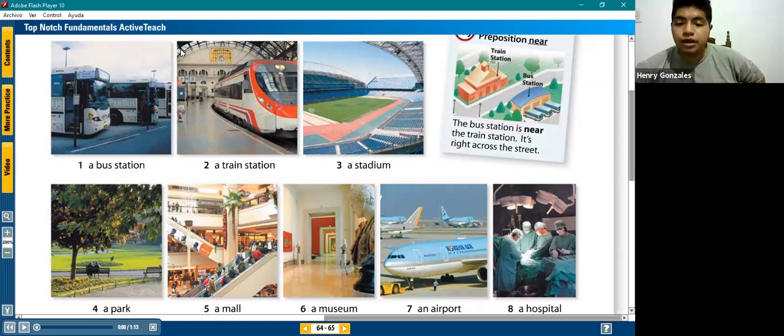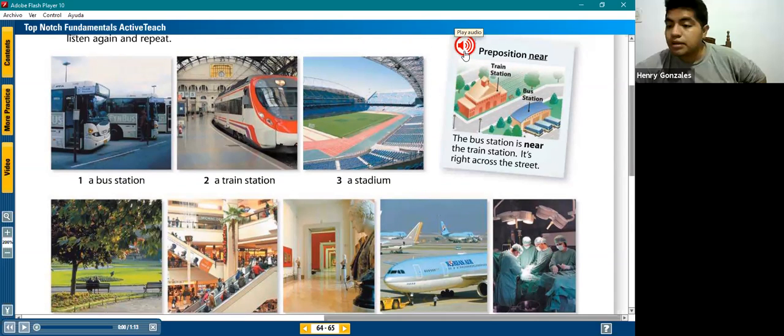Nice. Now here, students, we have another part, the preposition near. También tenemos otra preposición aquí, así que atentos. Pay attention.